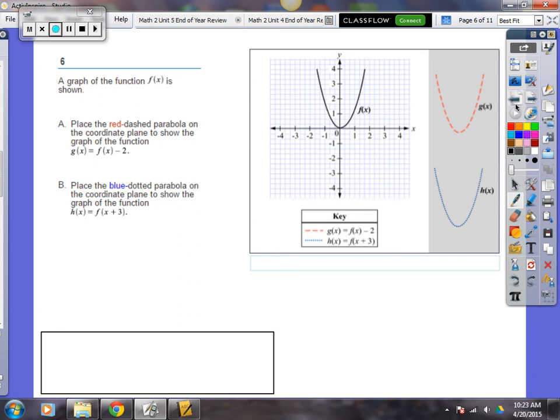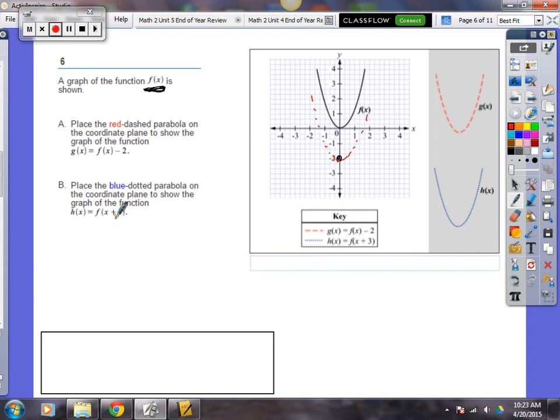6. Okay, the parent function is shown, f of x, so this is just a normal parabola. The red dashed parabola has to go f of x subtract 2. So if you subtract at the very end, that's a vertical shift. So it's going to take everything, I guess this red dashed is going to be shifted down twice. Now the blue parabola is a horizontal shift.